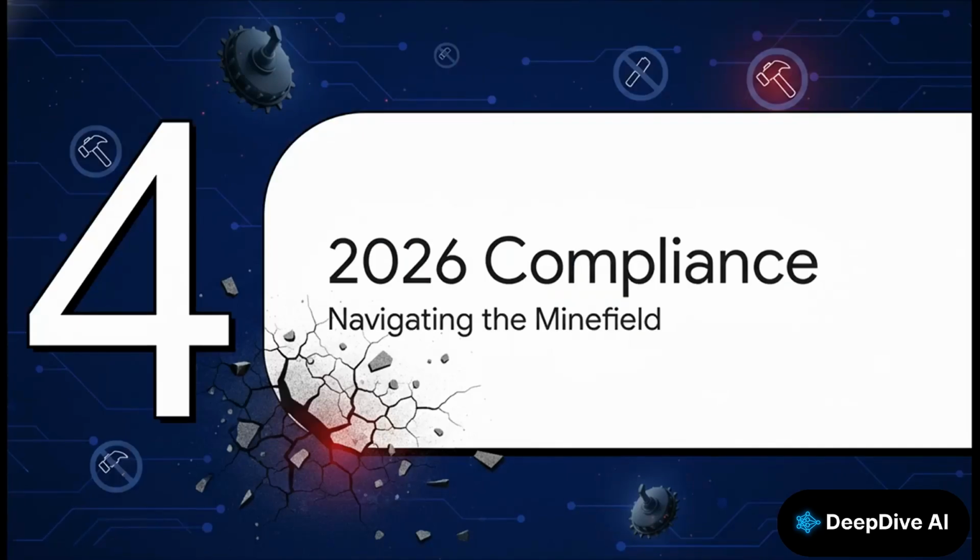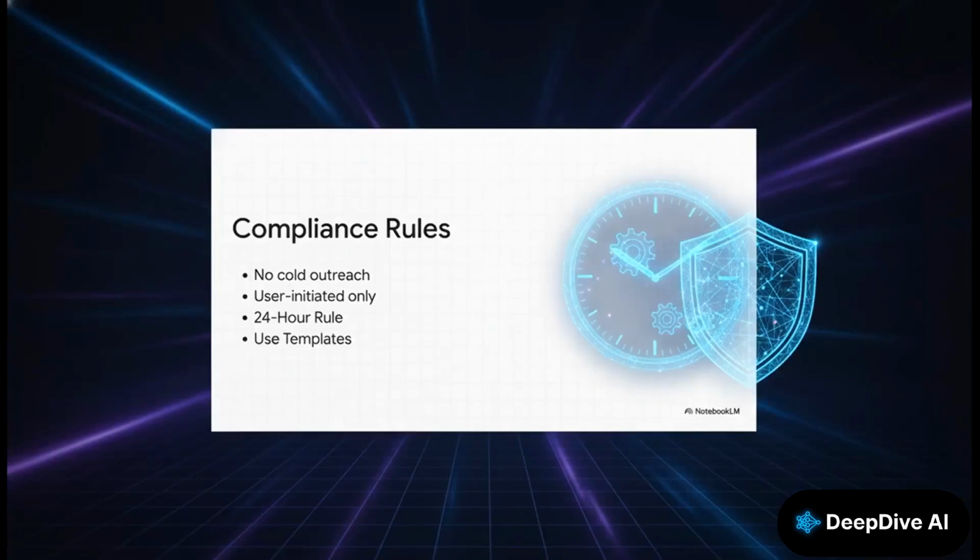Phase 4, the 2026 compliance protocol, navigating the minefield. Listen close, because this protocol is a dangerous minefield where your accounts can easily get hit with the ban hammer. Let's anchor these rules back to our boutique owner. First rule, cold outreach is strictly prohibited in 2026.